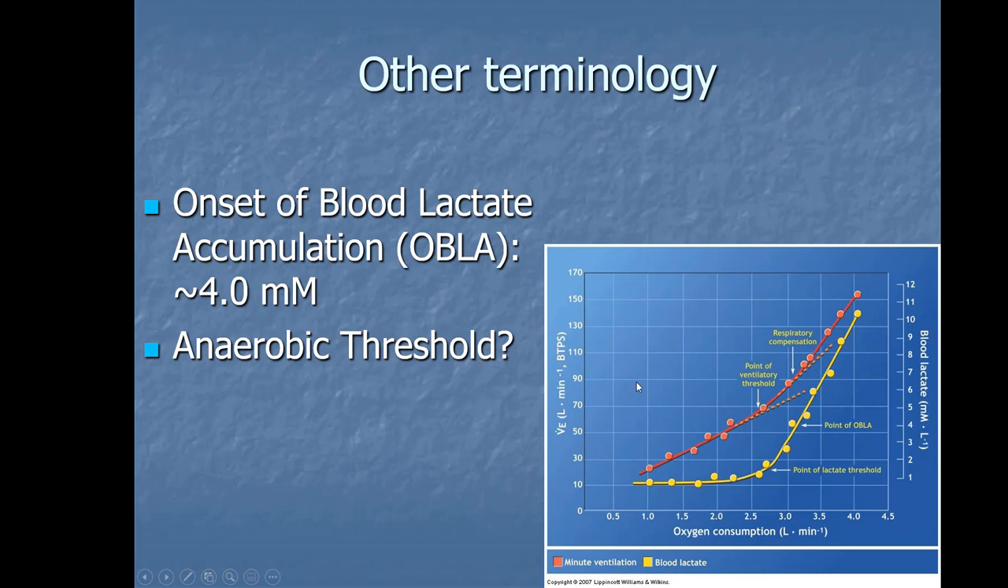Both of those are great, but I would frown upon calling this the anaerobic threshold. There is another threshold we'll talk about later in the semester called the ventilatory threshold, and that's also fine to call it that if that's what you're measuring, but you don't really want to call this the anaerobic threshold.